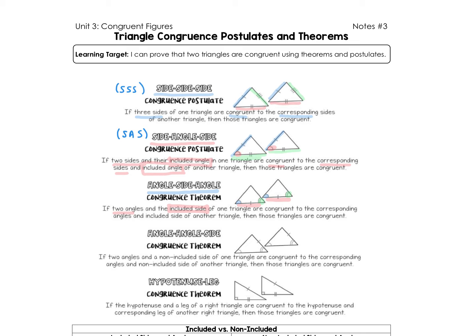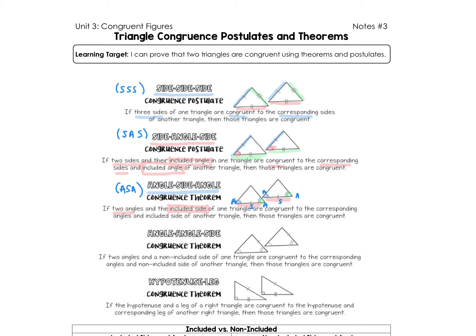Okay, so this time it's the side that's sandwiched in between the two pairs of congruent angles. So if you check it out, we have angle, side, angle, congruent to angle, side, angle. So we shortcut this one to be ASA, angle, side, angle.